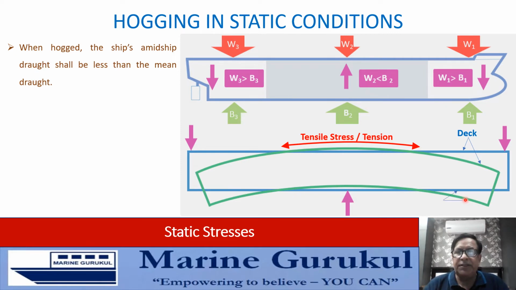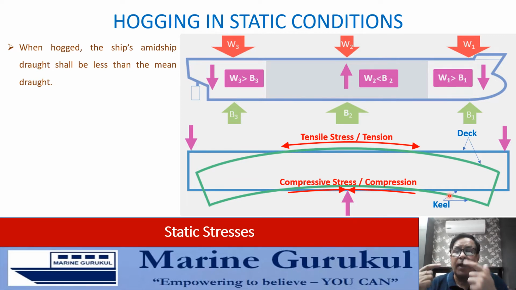Likewise, the keel part or the lower regions of the ship would be experiencing compressive stresses, that is, they tend to get compressed. So the lower parts of the ship experience compressive stresses and the upper parts of the ship experience tensile stresses. Therefore, the ship's hull has to be strong enough to withstand such stresses.